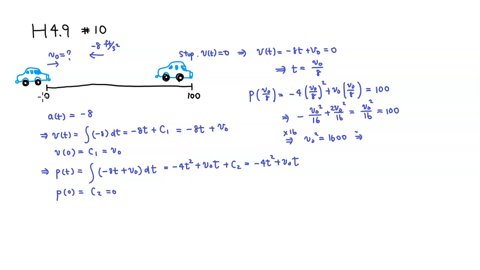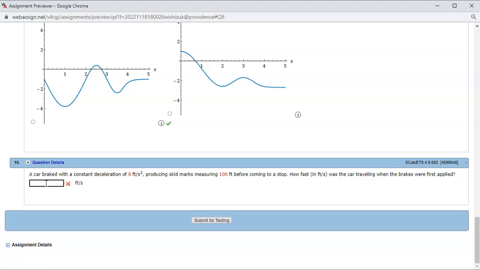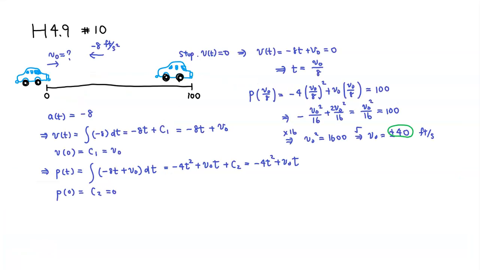If you take the square root, v0 comes out to be plus or minus 40. In this case, we're talking about positive velocity, so you have positive 40 feet per second. So let's type it in. The answer is 40. Let's check the answer. All right, it came back and looks like we got this one correctly. That's it. I hope that this was clear.